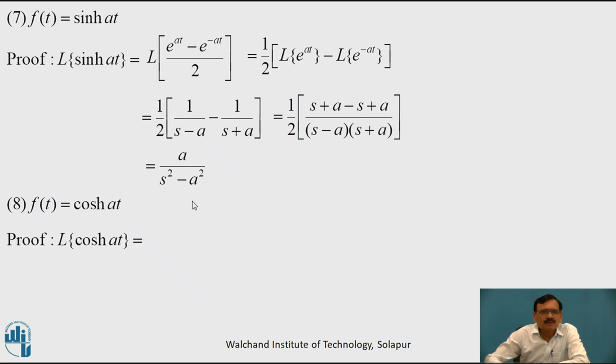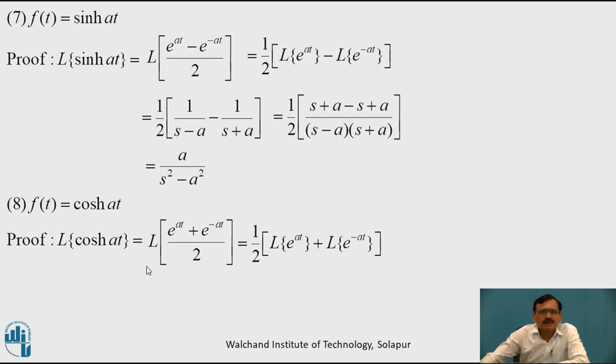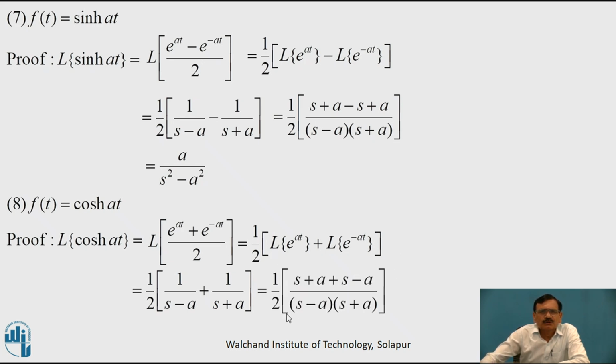Now, finally, the Laplace transform of cosine hyperbolic at is equal to the Laplace transform of e raised to at plus e raised to minus at by 2, because this is by definition of the cosine hyperbolic function, which we can write as 1/2 of the Laplace transform of e raised to at plus the Laplace transform of e raised to minus at, which is equal to 1/2 into 1 upon s minus a plus 1 upon s plus a, by using the Laplace transform of e raised to at and e raised to minus at. Again by simplifying we get 1/2 of s plus a plus s minus a upon s minus a into s plus a, which is equal to s upon s square minus a square.